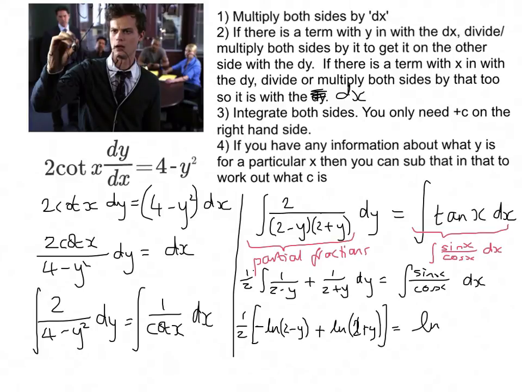equals ln cos x, and again we need a minus sign there to compensate because the derivative of cos is minus sine, and then there's that plus c. Now obviously you can use your laws of logs, you can fiddle around with it, you can rearrange it, you can write it in lots of different forms, but basically this is the solution to the differential equation.